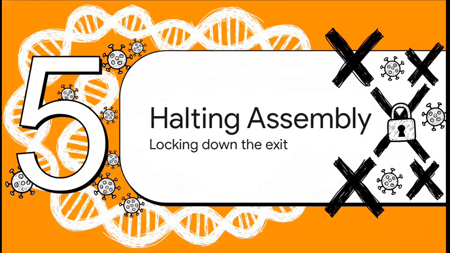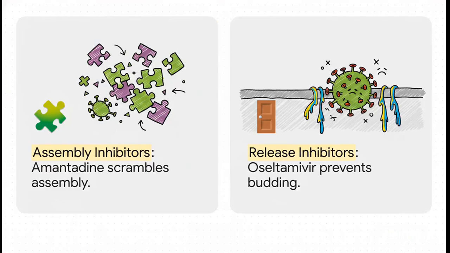All right, our final section, part 5, halting assembly and release. So what happens if the virus manages to copy its DNA anyway? Well, we try to lock down the exits, and we have 2 distinct late-stage strategies to trap it inside the dying host cell. On one side, we have assembly inhibitors, like the water-soluble cyclic amines amantadine and rimantadine, which literally scramble the final late-stage assembly of RNA viruses like influenza A.